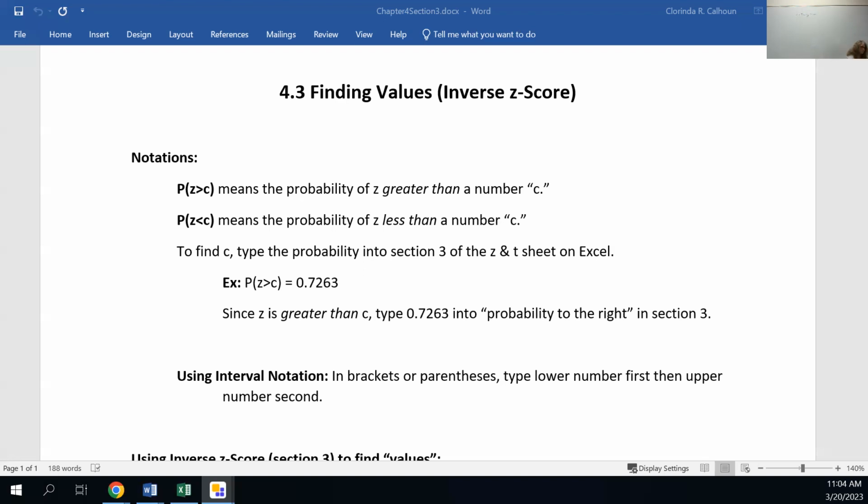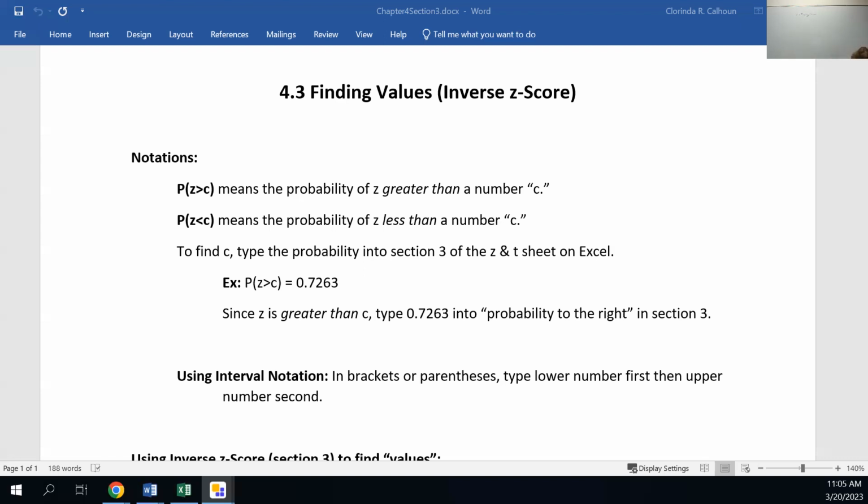We are going to be using interval notation, and interval notation means we have to use brackets or parentheses. When you use brackets, it means the endpoints are included. When you use parentheses, the round parentheses, that means that the endpoints are not included. For our questions, they will tell you whether to use the square brackets or the round parentheses. Okay, so just pay attention to what they're telling you to use. But always type your lower number first, then type a comma, and then type the upper number. Okay, always type them in there in numerical order.